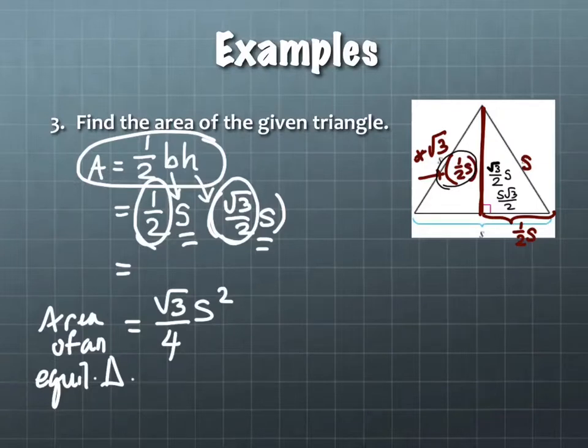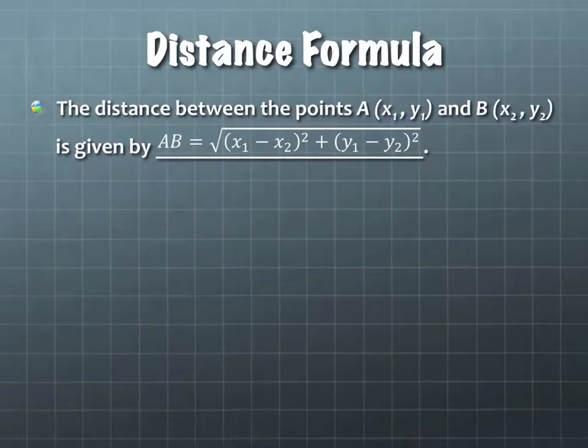All right, I want to introduce you to another formula. It's not really new, but it looks different. It's called the distance formula. I imagine you've seen it many times, but just as a reminder, the distance between the points A and B, if A is x1, y1, and B is x2, y2, is given by AB equals the square root of (x1 minus x2) squared plus (y1 minus y2) squared.